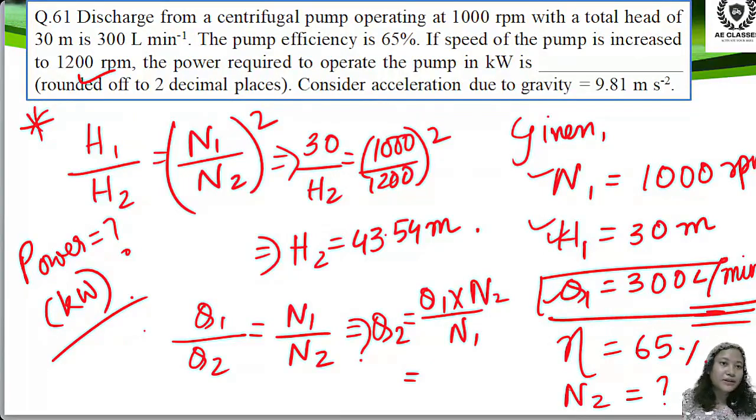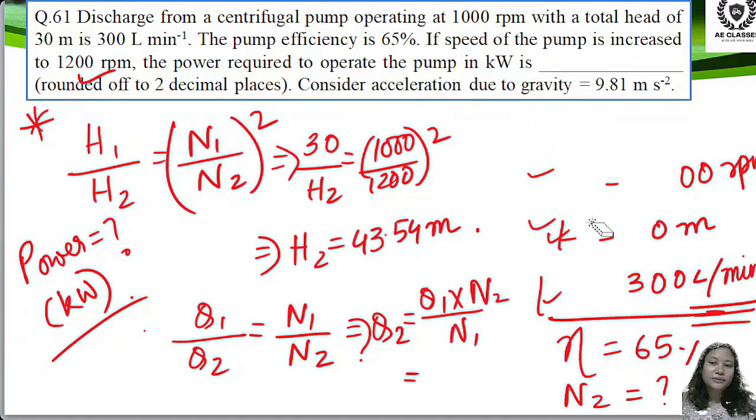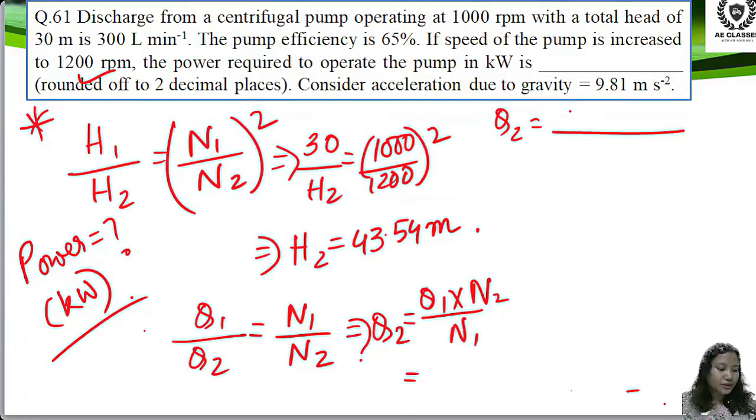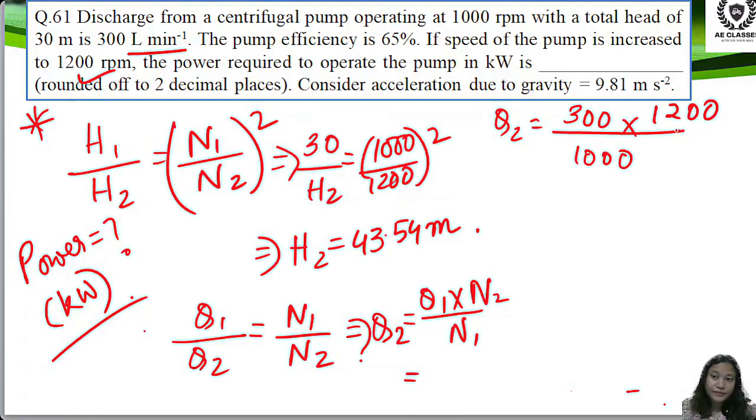Okay, let me erase this given part. Q2 will be equal to how much? 300 liter per minute, isn't it? Okay, liter per minute. So N1 is 1000, into N2, 1200. So here we're not changing the units still. This is equal to how much? 360 liter per minute, isn't it?